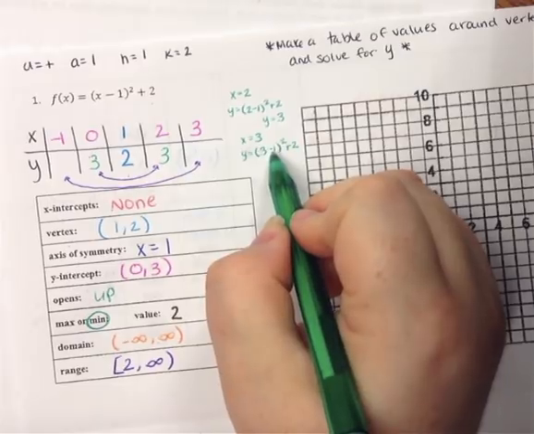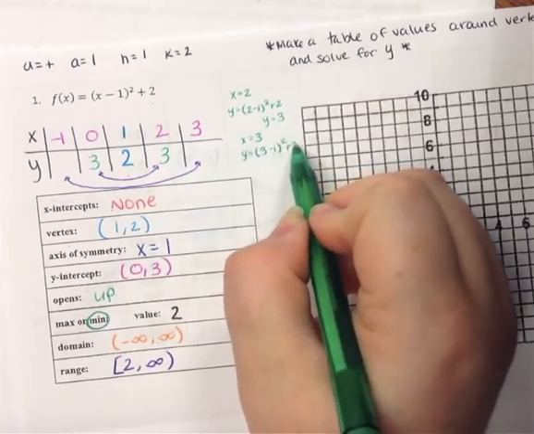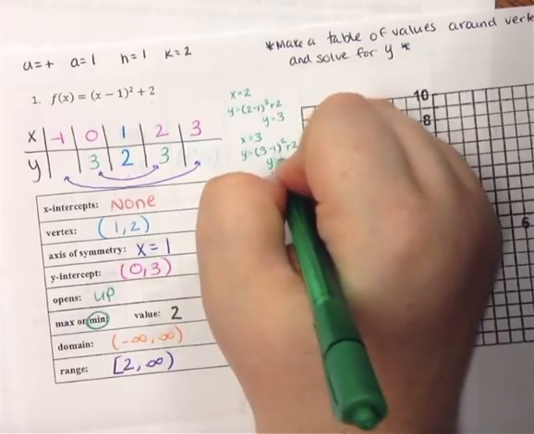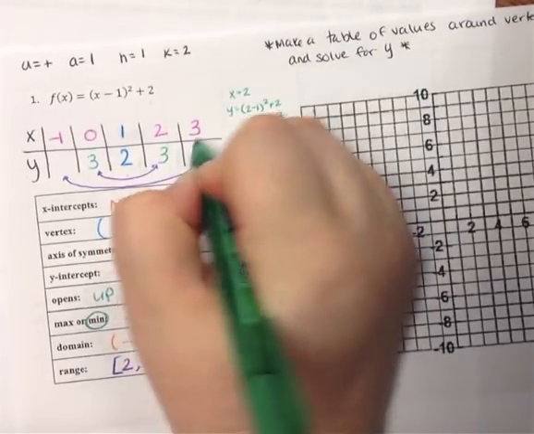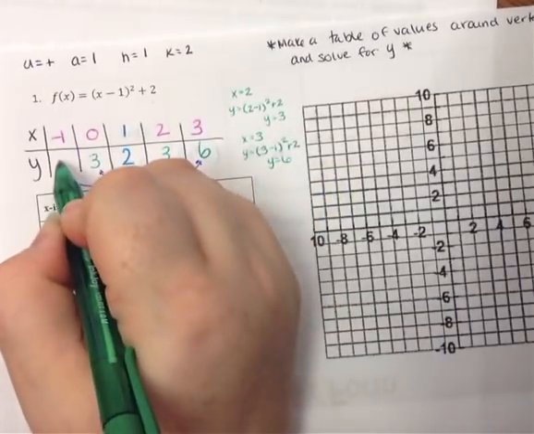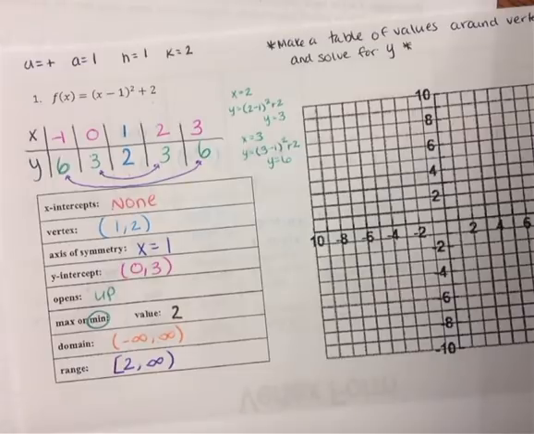3 minus 1 is 2. 2 squared is 4, so this entire thing is 4. Plus 2 is equal to 6, so y is equal to 6. So wherever my x is 3, I can put 6 here. And therefore, this one should be the same coordinate, same y value as the negative 1.